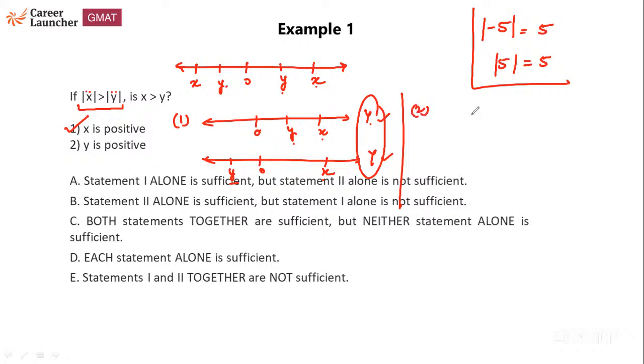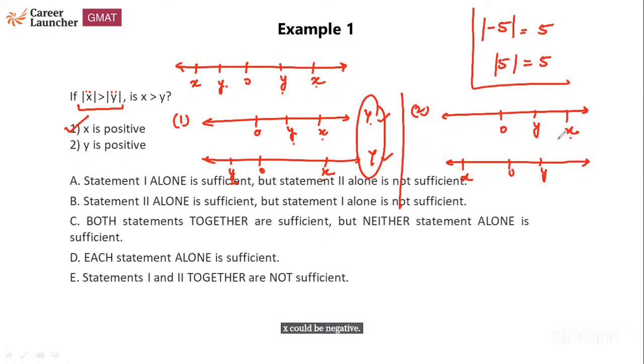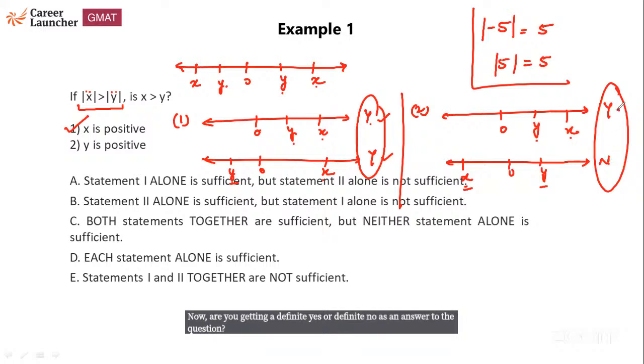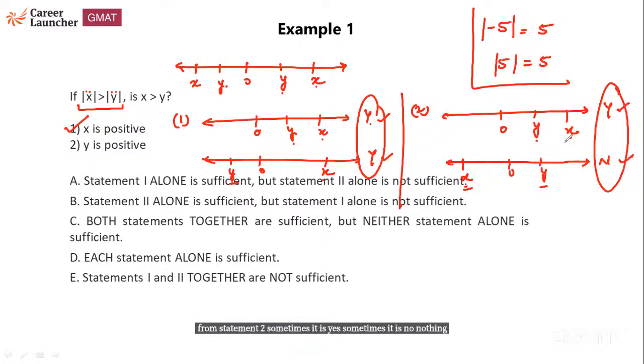Second statement, y is positive. Now, if y is positive, x could be positive or x could be negative. Now answer the question. Is x greater than y? Yes. Is x greater than y? No, x is negative, y is positive. Now are you getting a definite yes or definite no as an answer to the question from statement 2? Sometimes it is yes, sometimes it is no. Nothing can be determined from second statement. That means second statement alone is not sufficient. Option A being the correct answer here.